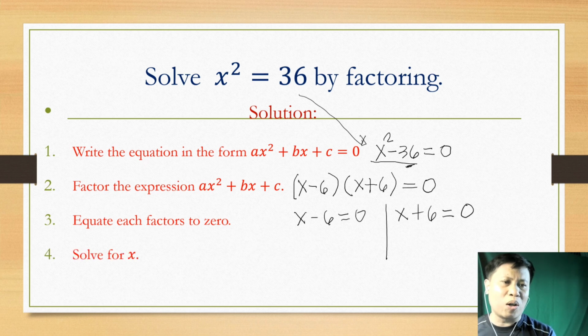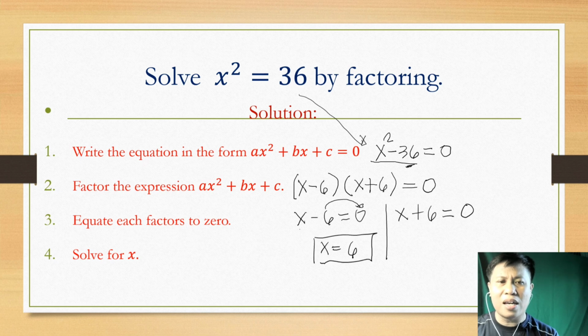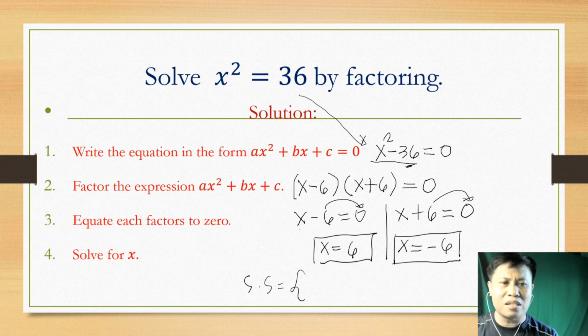Then we are going to solve for x to find the solution set of the given quadratic equation. To solve x minus 6 equals 0, we simply transpose this negative 6 to the right side. So x now equals positive 6, meaning this is one value of x. Then the other side, x plus 6 equals 0. We transpose this positive 6, so it will become x equals negative 6. So this is the second value of x. Therefore, the solution set of the given quadratic equation x squared equals 36 is negative 6, positive 6.